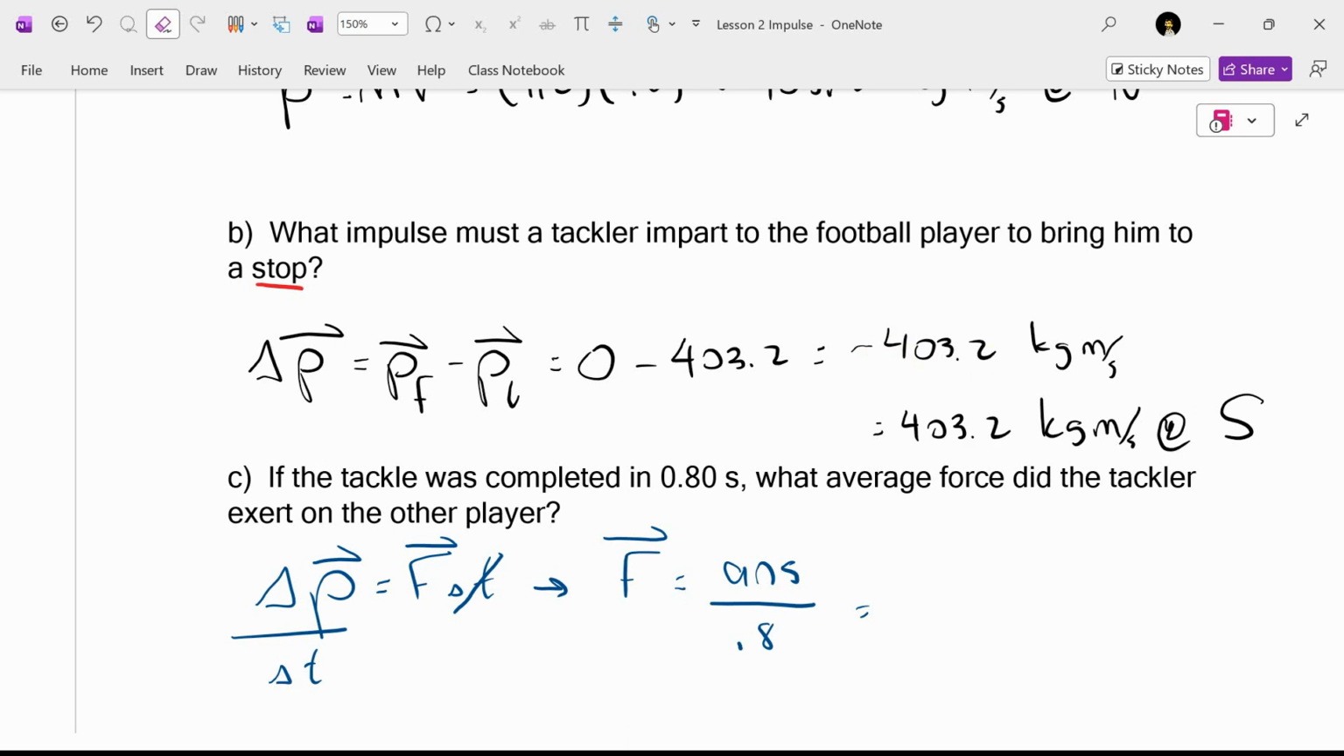Okay, well, that's what you should get. Answer, but it's going to be negative 403.2 divided by 0.8. It is negative, yes? What's the negative telling me? What direction must the force be applied? Yeah, because you let north be positive. I think you were the first one I picked on. You did A? No, who did A? You let north be positive. Okay, so it's going to be negative. What's the answer?